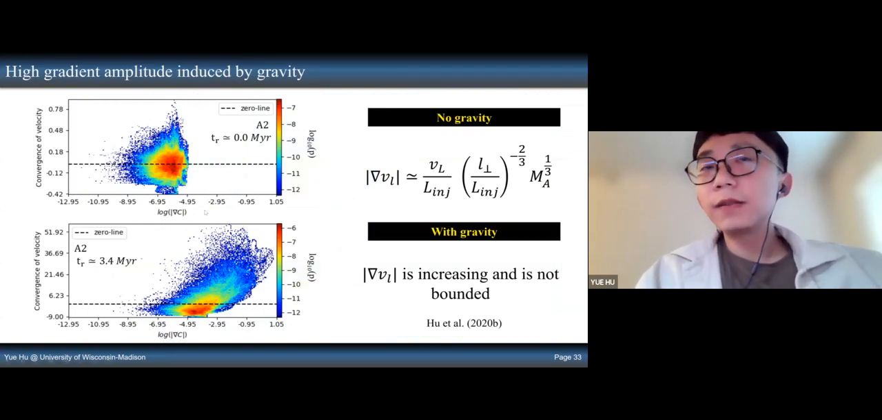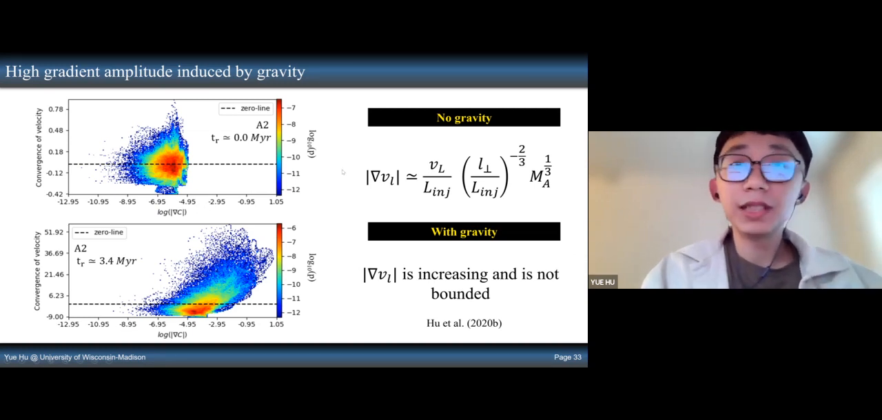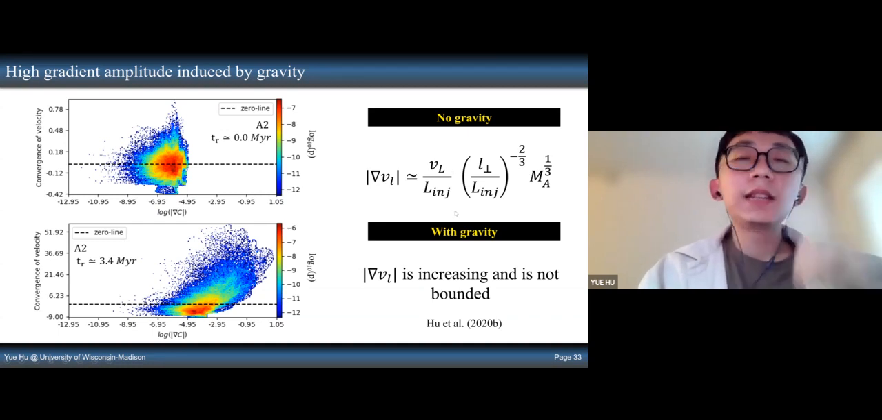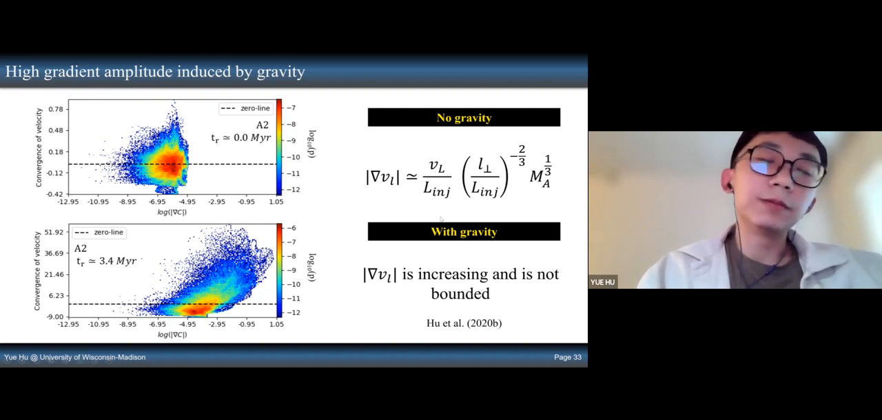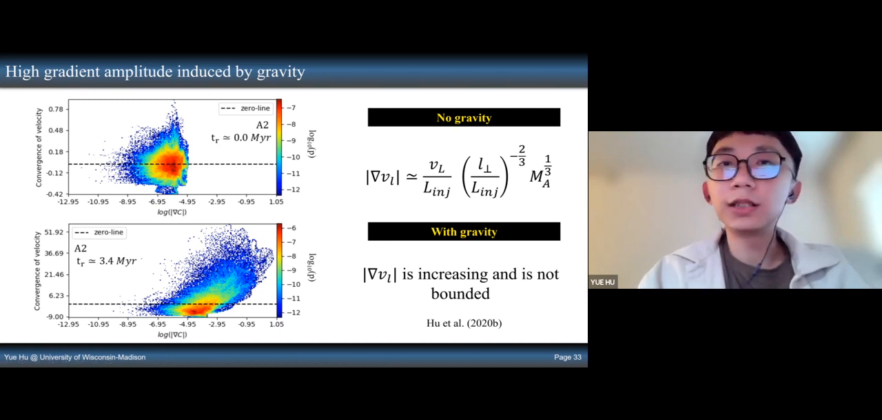If we have no gravity, the amplitude of a velocity gradient is constrained by the turbulence properties, which are correlated with the injection scale, the injection velocity, and the magnetic strength. And if we have gravity, if we think about the extreme case that gravity is infinitely strong, the velocity gradient amplitude will also increase significantly, and it's not bounded.